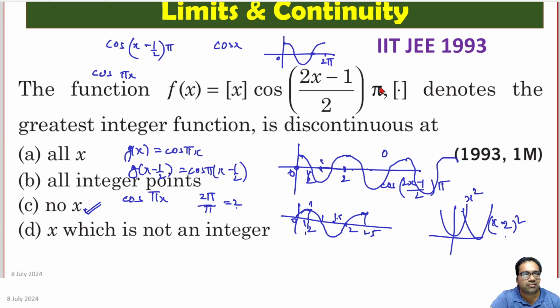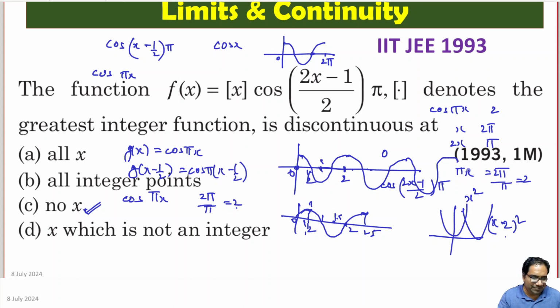And how did we do this? By manipulating the period of this cos function. The period of cos x is 2 pi. That means the graph will repeat itself after 2 pi units. Now, the period of cos pi x should be equal to 2, right? For cos x it is 2 pi, and for cos pi x it is 2 pi by pi, which is equal to 2.